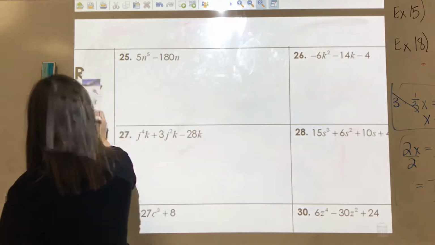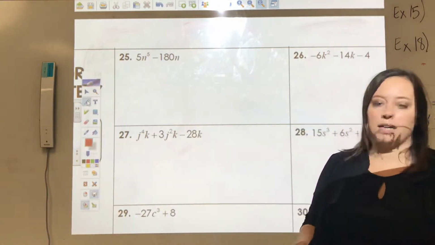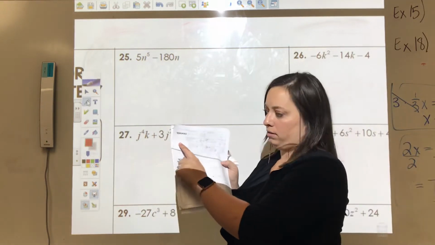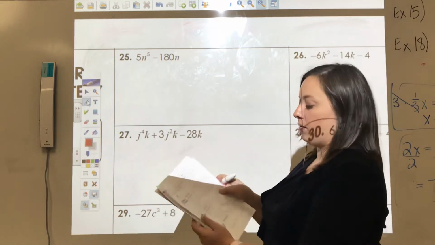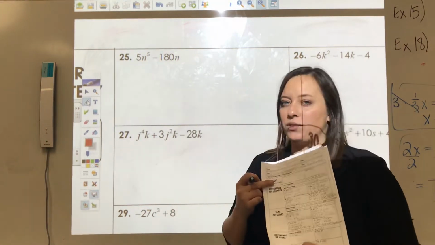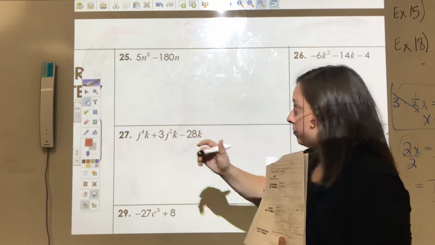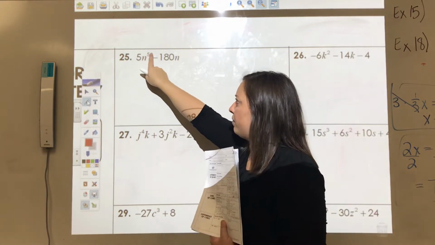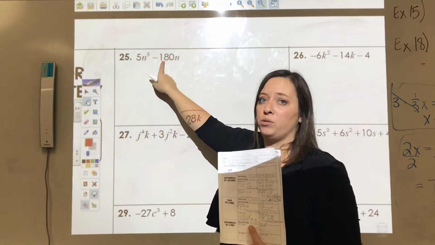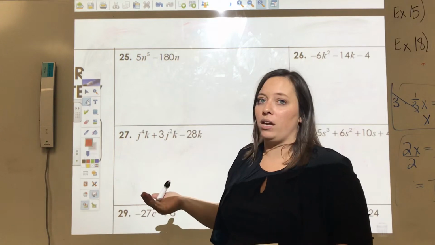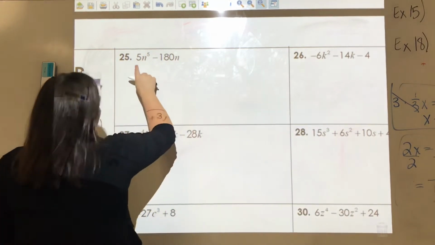Okay, so number 25. We've got 2 terms. So when we have 2 terms, you know it's not going to be using the trinomial piece. You know it's not going to be factored by grouping. So that means it's going to be one of these. Well, it's either going to be difference of squares or difference of cubes, or neither of them at all. Now this is an n to the 5th, and an n, a 5, and a 180. Those aren't perfect squares or perfect cubes, so it must just be factoring out a greatest common factor. So let's factor out that greatest common factor.